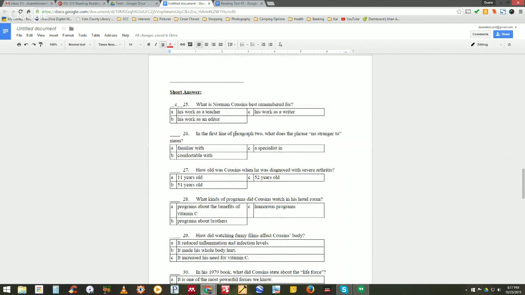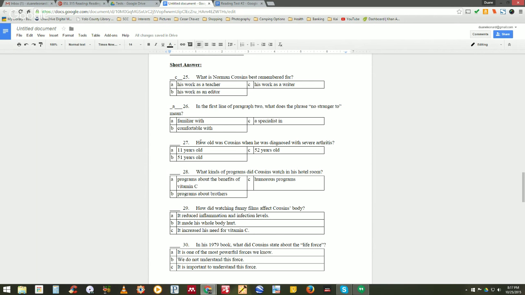In the first line of paragraph 2, what does the phrase no stranger to mean? If you're not a stranger to something, it means you're familiar with something. So you don't have to be a specialist in it. You don't have to be comfortable with it, but it means you're familiar with it.